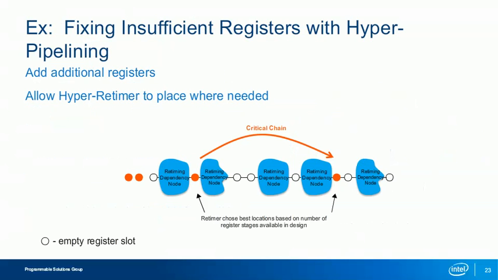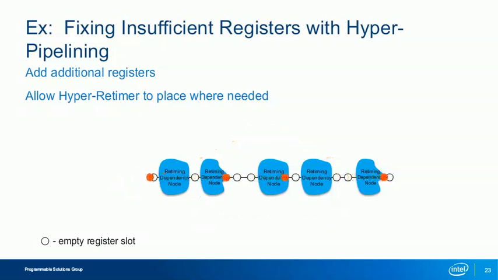This is an example showing how hyperpipelining fixes an insufficient register critical chain. Here, 2 additional registers have been added to the path. Where they are added does not matter, but in this case they are added to the input side of the path. Once added, the Hyper Retimer will then redistribute the registers to ideal locations so as to reduce average delay and improve overall path performance.